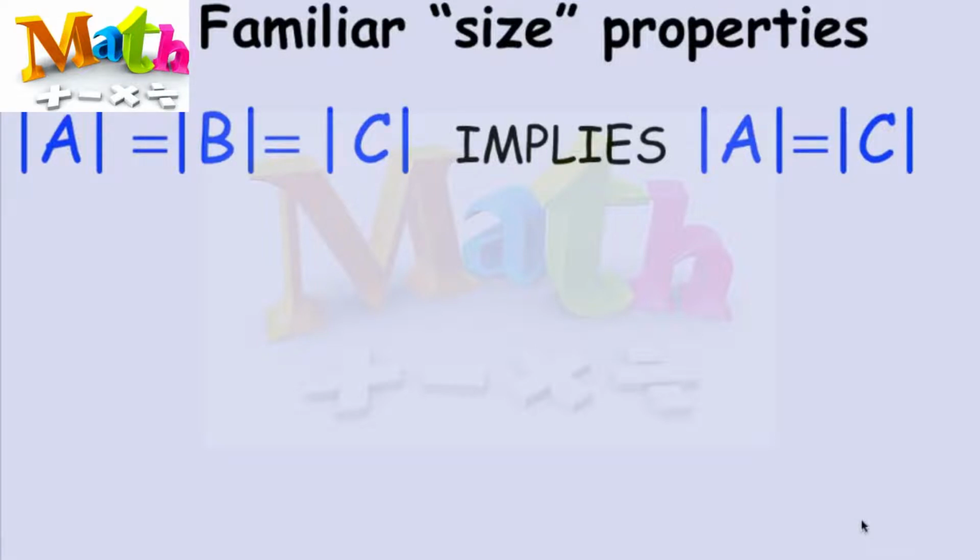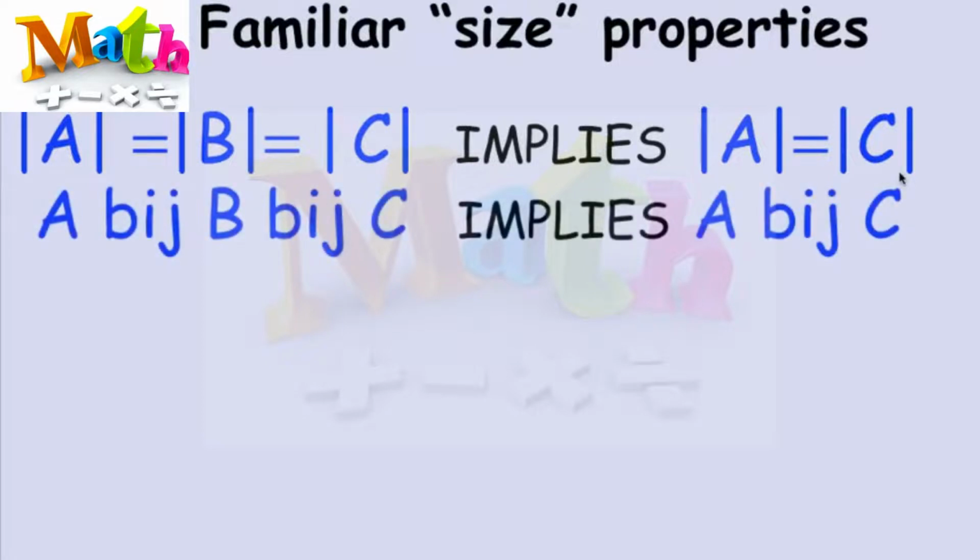So one basic property that finite sizes have is that if A is equal to B and B is equal to C in size, then the size of A and the size of C are the same. That's certainly true for finite sets. Does it hold for infinite sets, where now equality is going to be replaced by bij? Well, we have to check it. Is it true that if A bij B and B bij C implies A bij C?